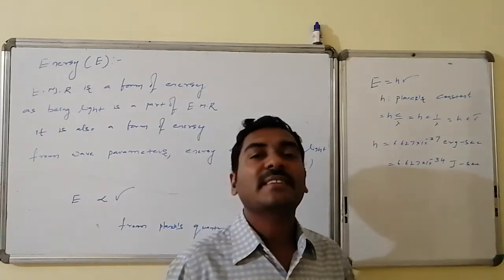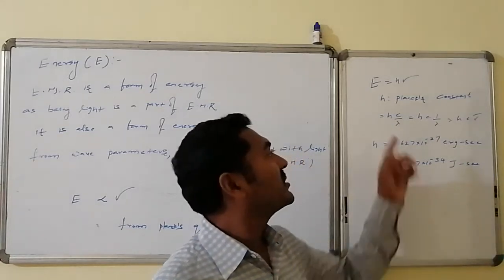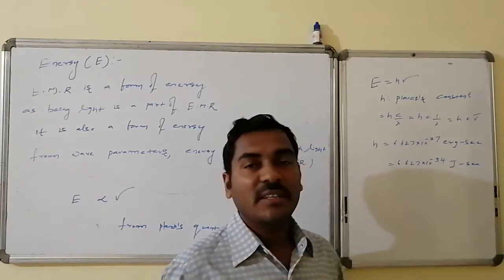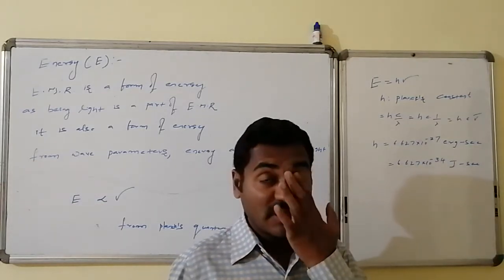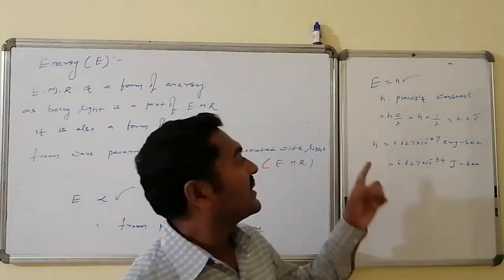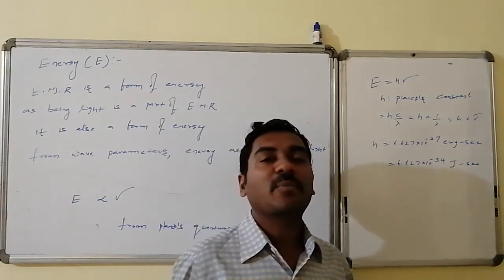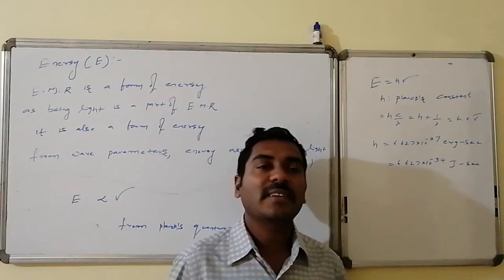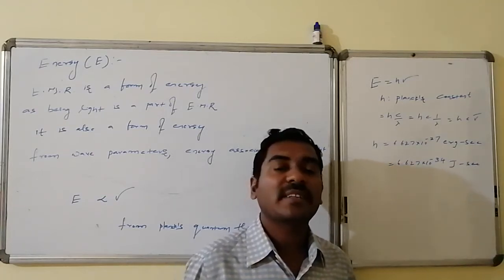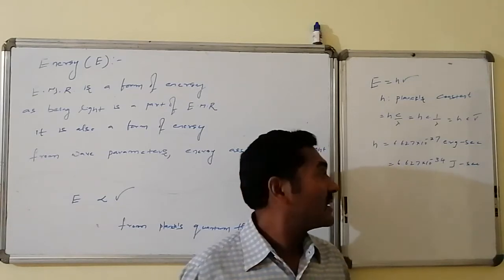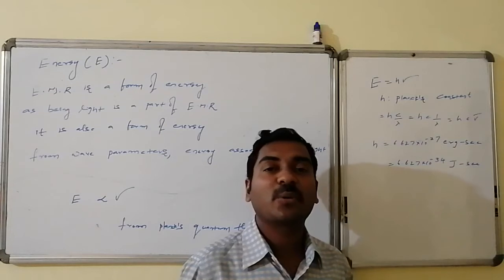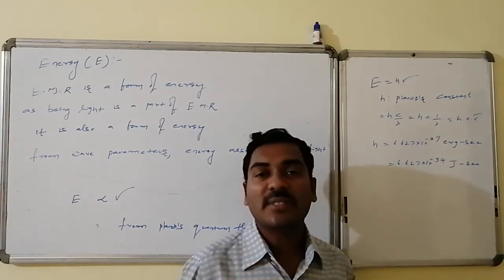Whereas from yesterday's discussion, we are very clear about nu is equal to what? C by lambda. Whereas C by lambda can be written as C into 1 by lambda. 1 by lambda is known as what? Wave number, that is nu bar. Here h is said to be the Planck's constant. The corresponding value of Planck's constant in CGS system is 6.627 into 10 power minus 27 erg seconds, whereas in SI system, its value becomes equal to 6.627 into 10 power minus 34 joule seconds.